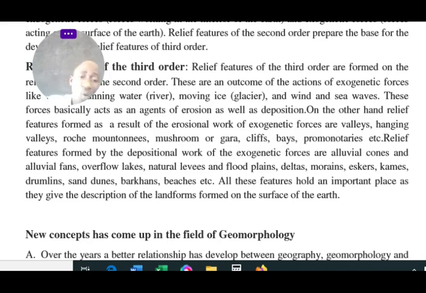It is the third order brought about by the action or the work of erosion on what we have called exogenic forces. And then when we talk about lakes, you can mention as many landforms that may be brought about by erosion and deposition.